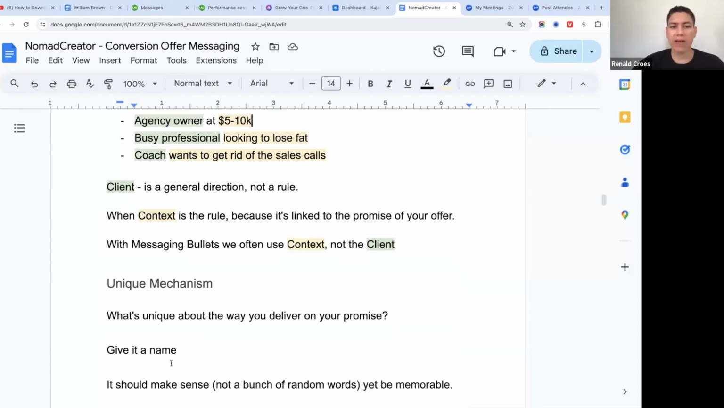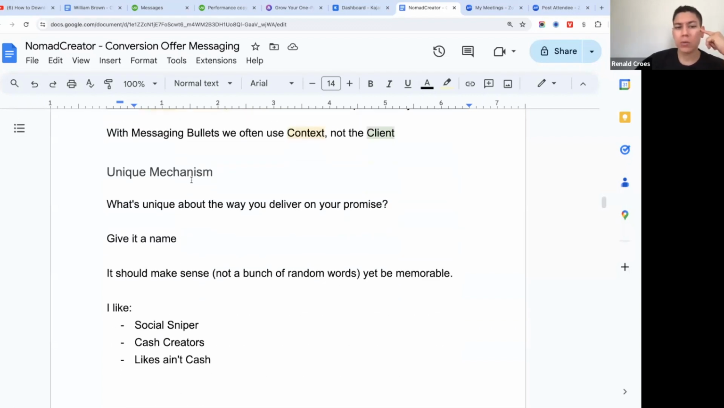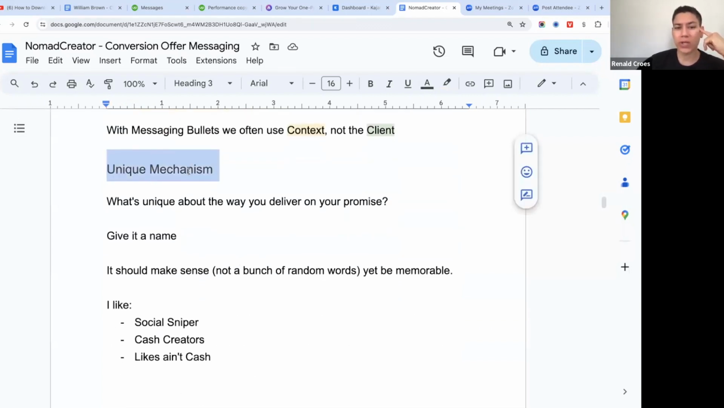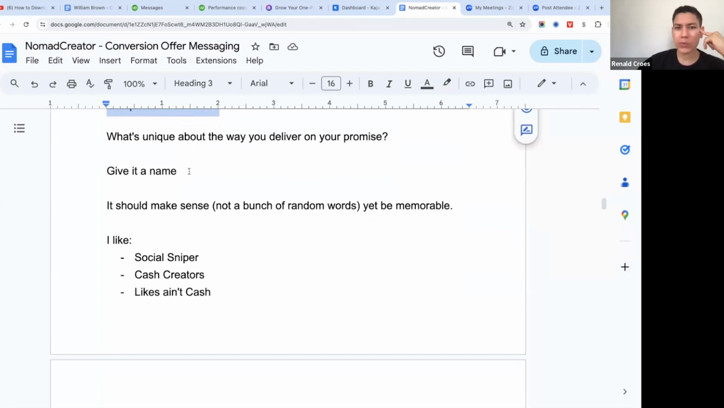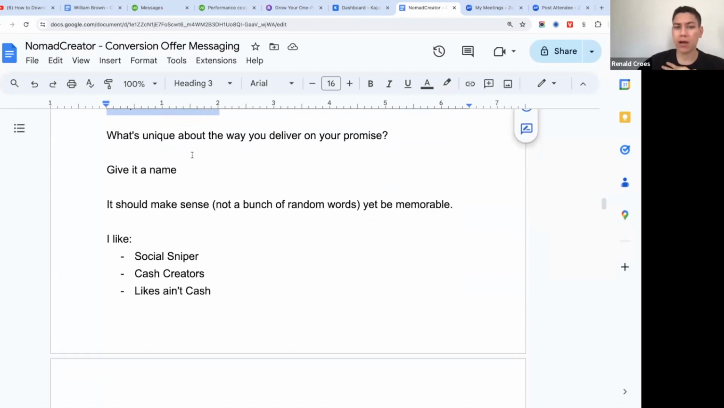Now, once we have that broken down, we want to target the mechanism. Okay, so the mechanism is going to be part of the promise, of which we are going to give it a name that will stand out from the market.